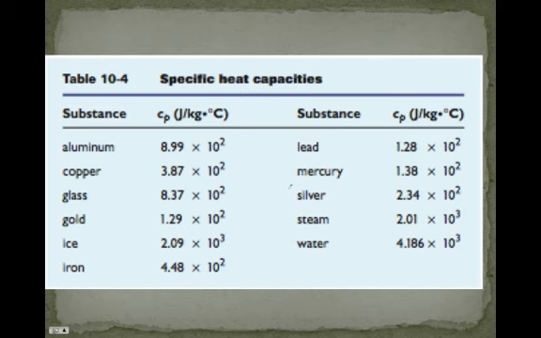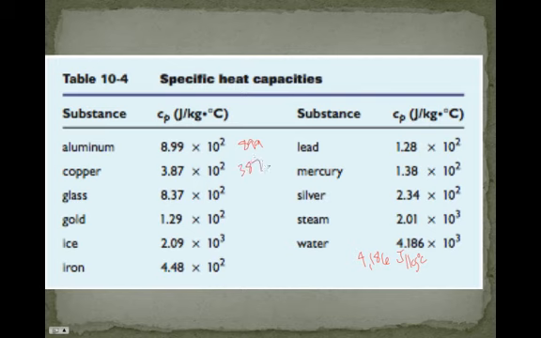Now, different substances have different heat capacities. Water is 4,186 joules per kilogram degrees Celsius. That's its unit for specific heat capacity, 4,186. Steam is 2,010, and ice is 2,090. So steam and ice are very similar. Water is very high. If you look at a metal like, say, aluminum, aluminum's at 899.